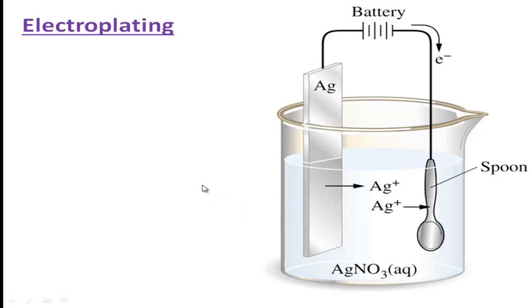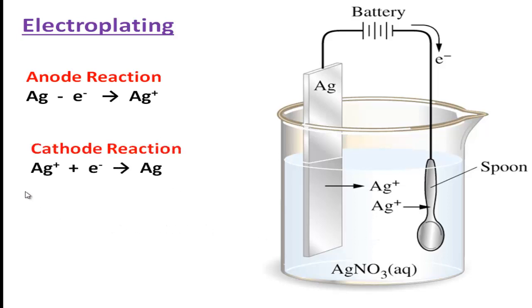So now see the anode and cathode reaction. Anode reaction will be what? Silver releases electron and is converted into silver ion and mixes with the solution. And cathode reaction will be what? This silver ion accepts electron and is converted into metallic silver. So like this way actually we can plate with other metals, for example gold, copper, etc. So these are the uses of the electrolysis process.